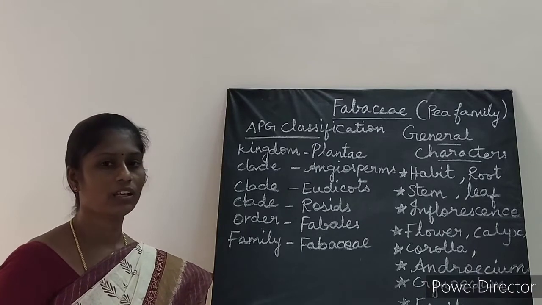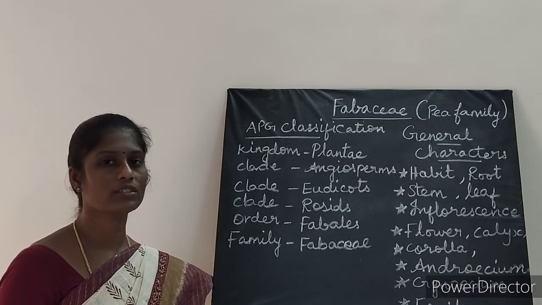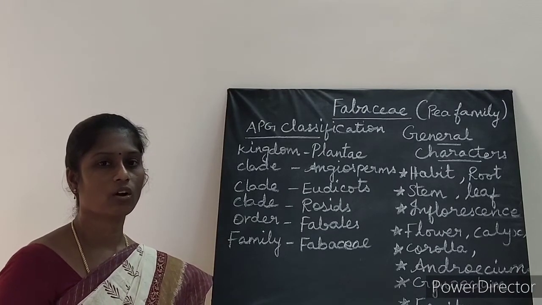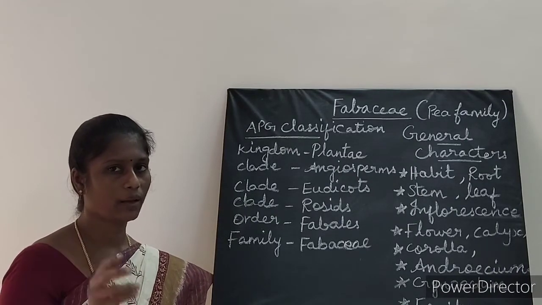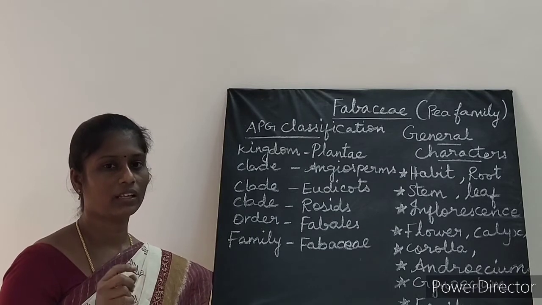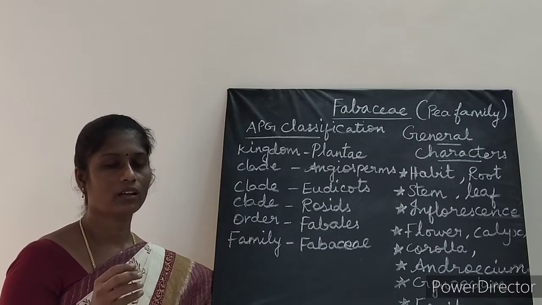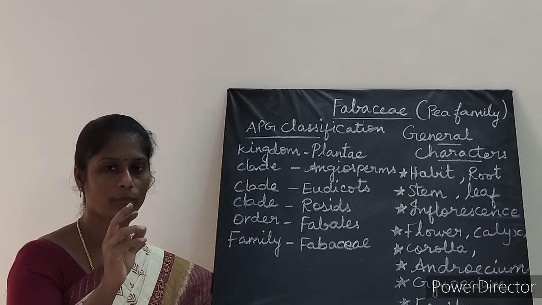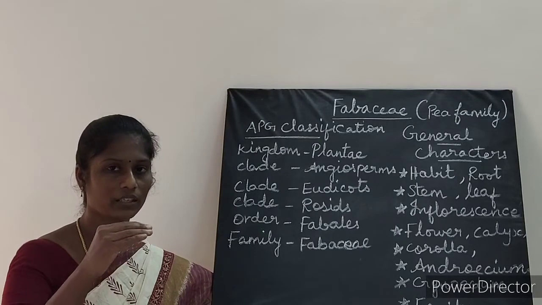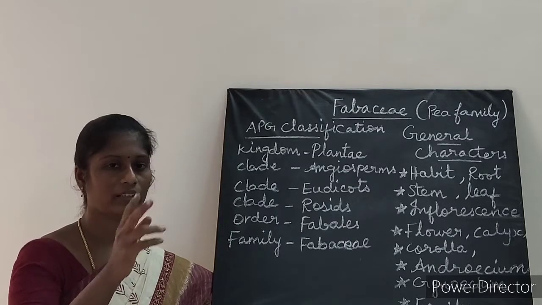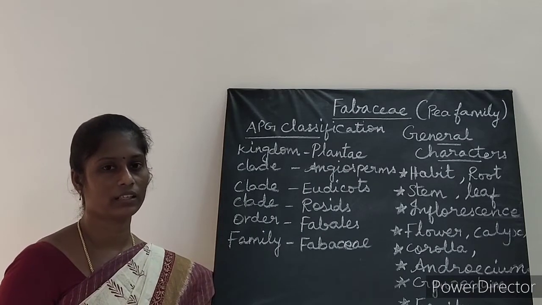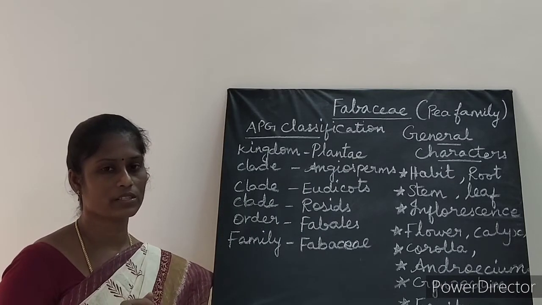Next is leaf. Leaf here it is simple, or unifoliate, bifoliate, and trifoliate. Unifoliate, bifoliate, and trifoliate. And then it is alternate. It will have a gap. It is not present opposite. It is present a little bit away from each node. Alternately it is present. Alternate. And then stipulate. Stipules are present.